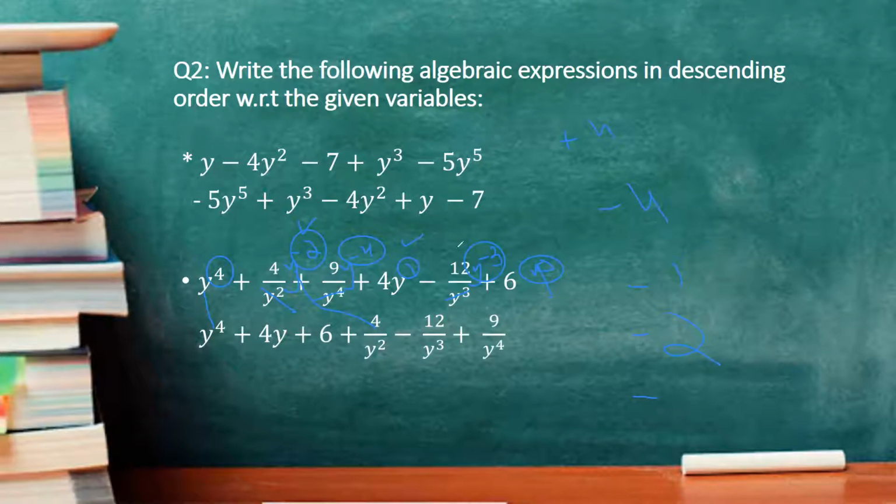Then -3, -4, which one is bigger? -3. So we have written -12 over y cube, right? And what is the last one? +9 over y power 4. Clear, everybody? Exactly, -2, then -3, and then -4. Everything is clear?